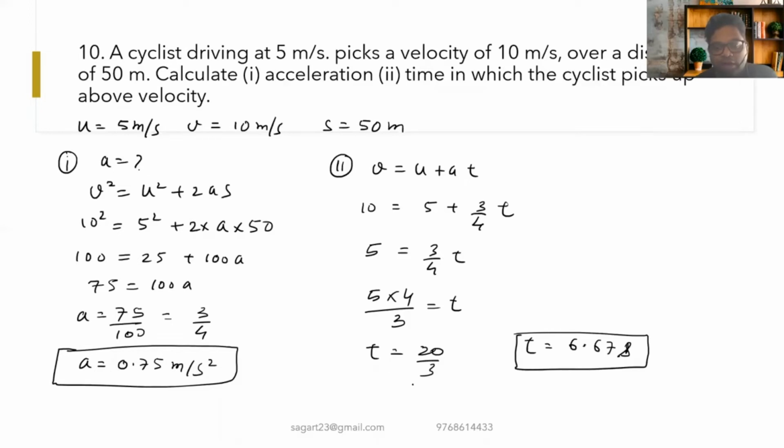Again, we have to write correct up to 2 decimal places always. And that is the reason why I make it 6.67, because this is giving us a value of 6.666. So I make it 6.67.